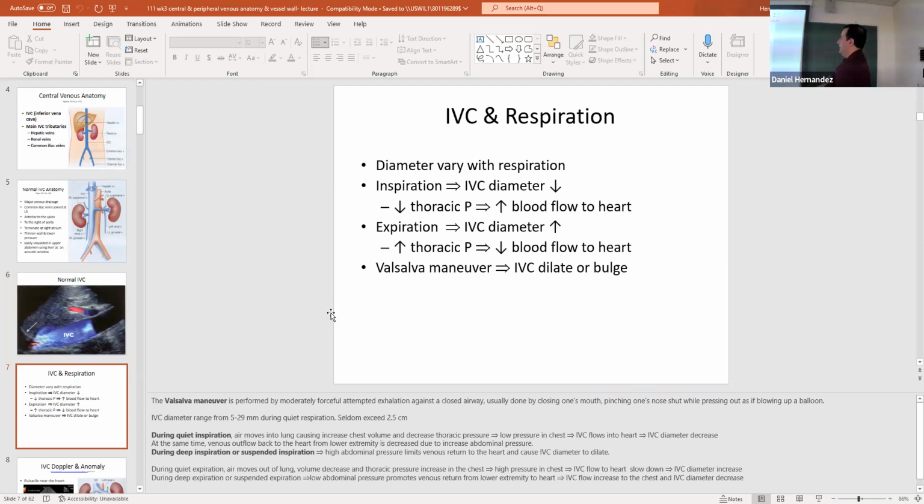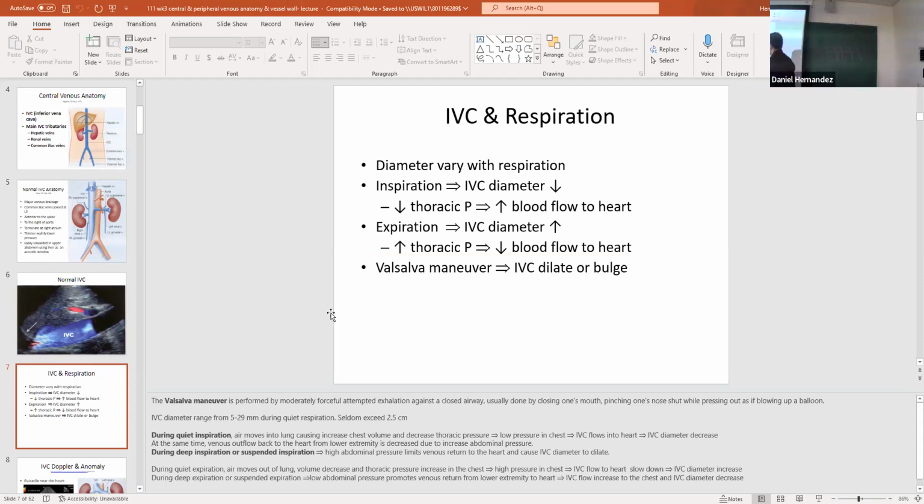So with this, I adjusted it a little bit with inspiration, expiration, IVC changes in sizes. So again, just remember the blood flow with the inspiration and expiration. You know what? Scratch this slide completely. Erase this slide. I want you guys to just be familiar with inspiration and expiration as it relates to blood flow in the extremities.